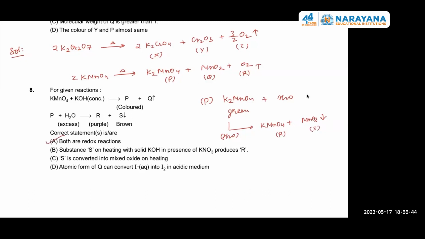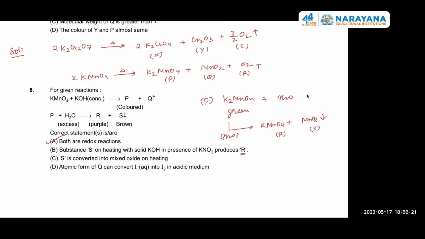Substance S on heating with solid KOH in presence of KNO3 reduces R. Is that so? Will it give us KMnO4? Because can KNO3 oxidize K2MnO4? That is the issue. So B is not given as the correct answer because it will restrict to K2MnO4 only.